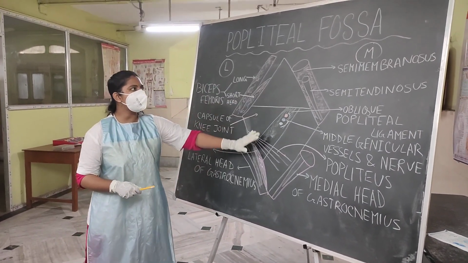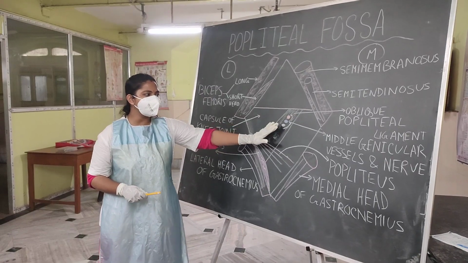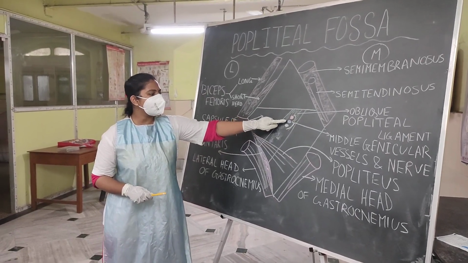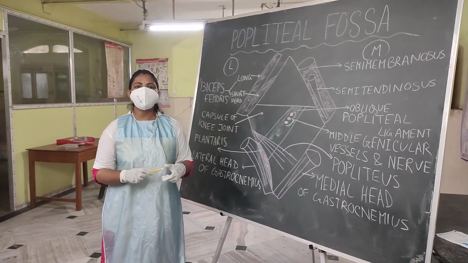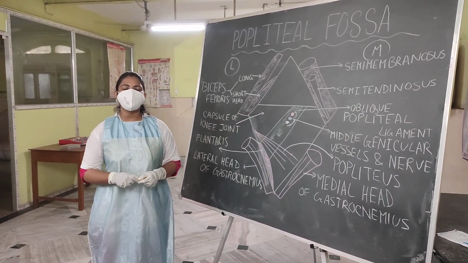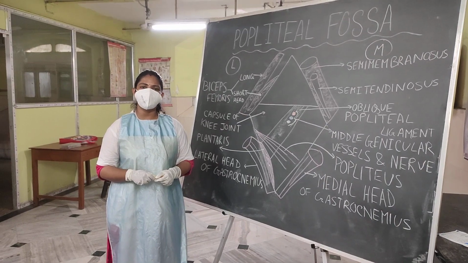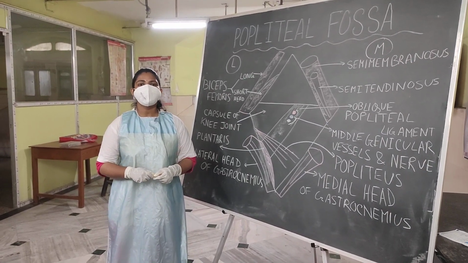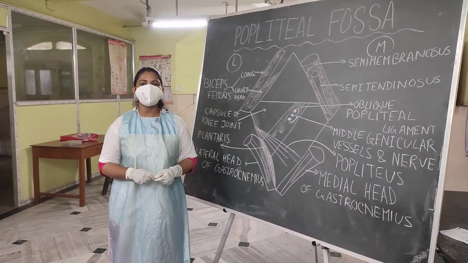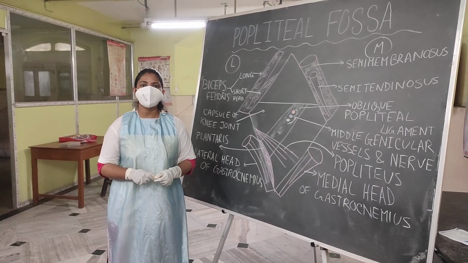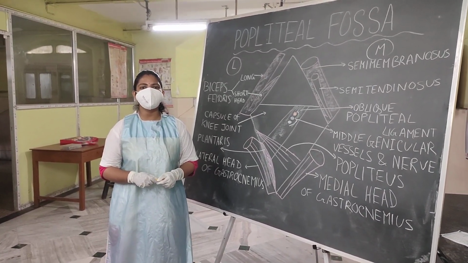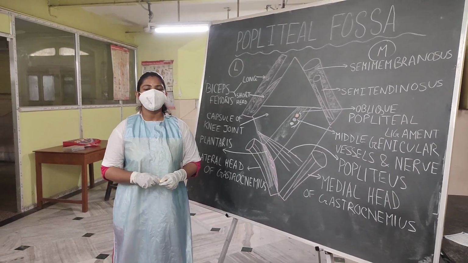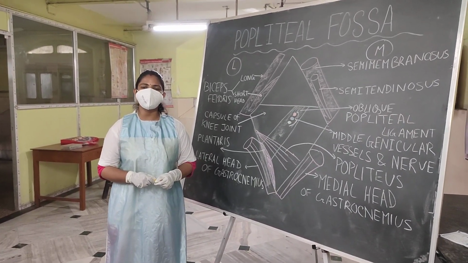The floor of the popliteal fossa is pierced by the middle genicular vessels and nerve, and it is also pierced by the genicular branch of the posterior division of the obturator nerve. The roof of the popliteal fossa is pierced by the small saphenous vein and the posterior cutaneous nerve of the thigh. Now let us see the structures in the cadaver.